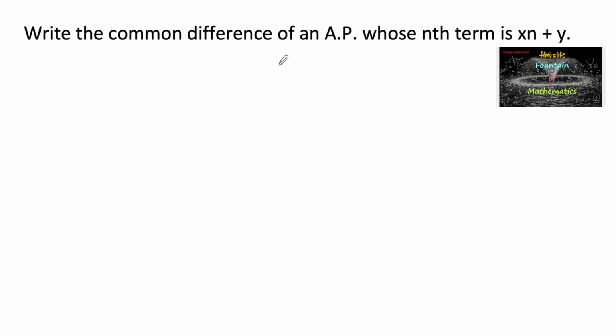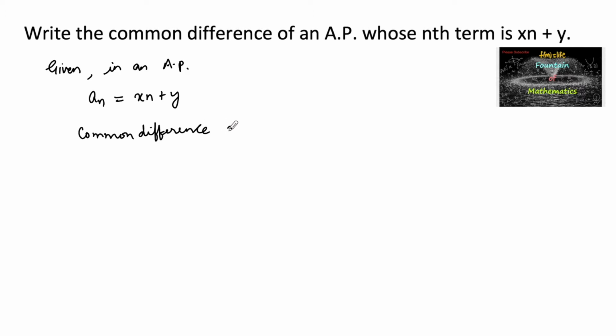Write the common difference of an AP (arithmetic progression) whose nth term is given by xn plus y. Given in an arithmetic progression, the nth term an is equal to xn plus y. The common difference of an AP is given by an minus an minus 1, for n greater than 1.